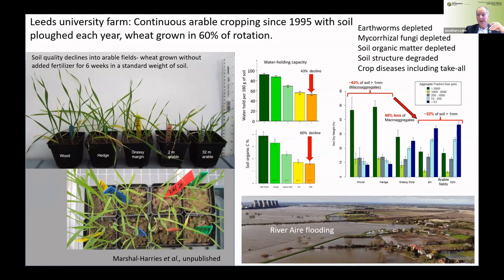And there are consequences of these changes. This is a landscape scale effect that we see over much of Yorkshire, where these soils came from. And it's an area which is now subject quite often to extensive flooding that affects properties and livelihoods.